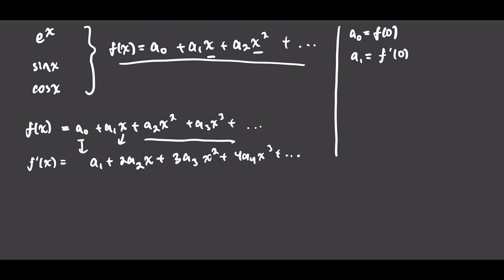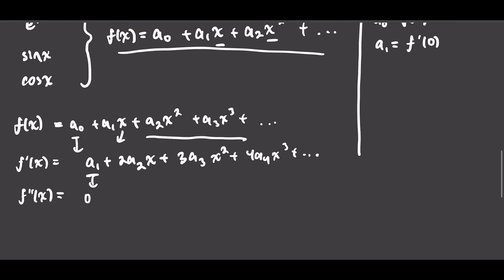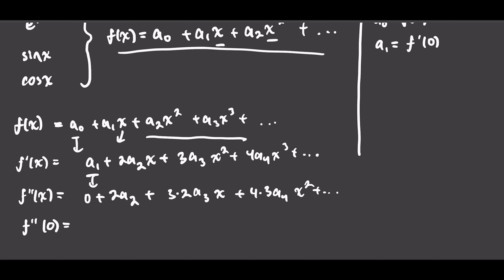We can do the same thing and differentiate again. As this is a constant, it becomes 0, and we can remove the x in the second term. And again, set x to be equal to 0, and thus we're left with the second term. Thus, a2 is equal to the second derivative of f of 0 over 2, since there's a 2 here.